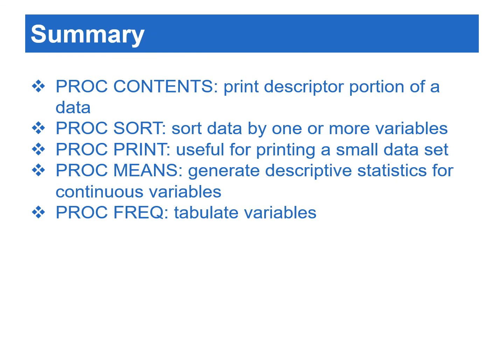Now, let's review what we've learned from this video. We've learned 5 procedures, including CONTENTS, SORT, PRINT, MEANS, and FREQ. PROC CONTENTS lists the descriptor portion of a SAS dataset. PROC SORT is used to sort the data by the order of one or more variables. PROC PRINT is useful for printing a small dataset with selected variables. PROC MEANS generates descriptive statistics for continuous variables. And PROC FREQ creates cross-tabulation tables. These procedures are useful for examining data and evaluating the accuracy of created variables.